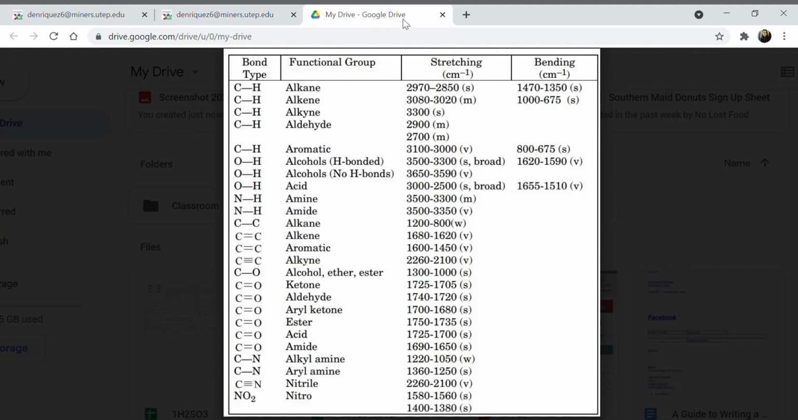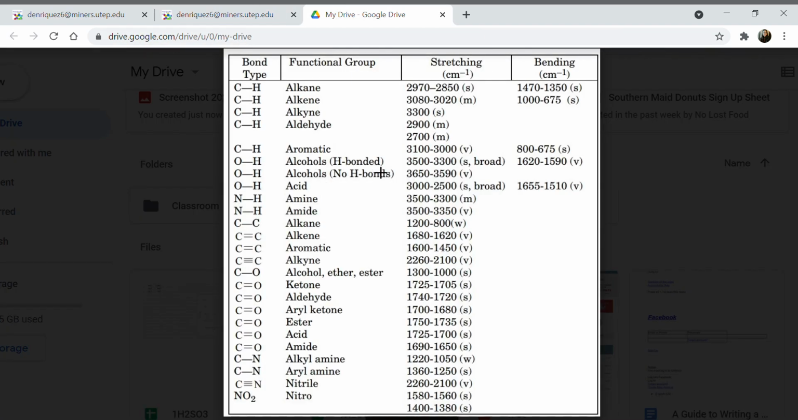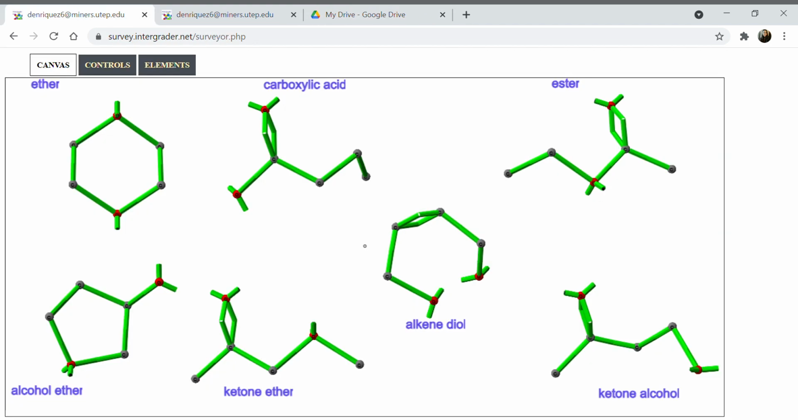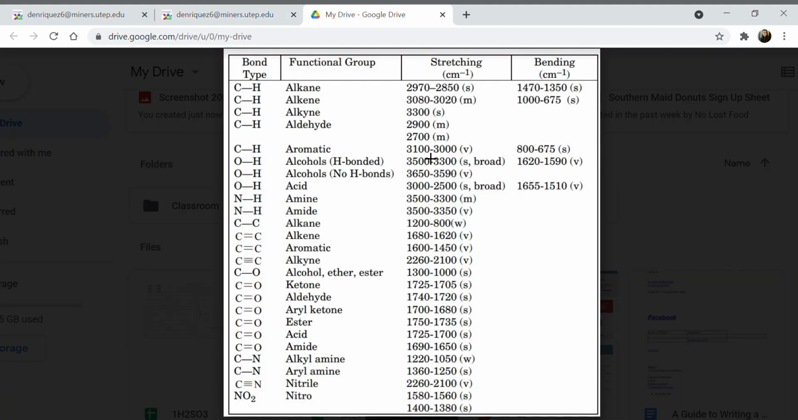Okay, 3401. Let's go over here. SBR. So this is also going to be the alcohol. And since we already used the ketone alcohol, it's more likely going to be the alcohol ether. But I'll go ahead and double check. 2949, 2823, those are all going to be the single bonded alkanes. 1072, that's going to be the deciding factor. And yes, so we have ether and ester here, so it's going to be the alcohol ether.